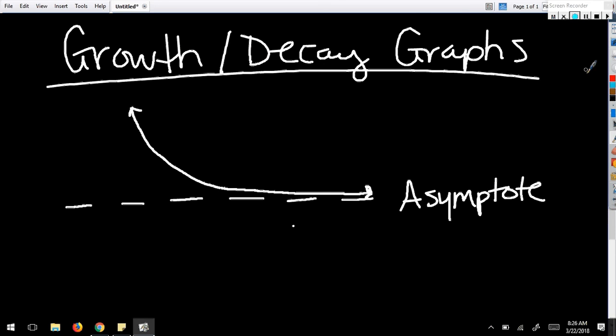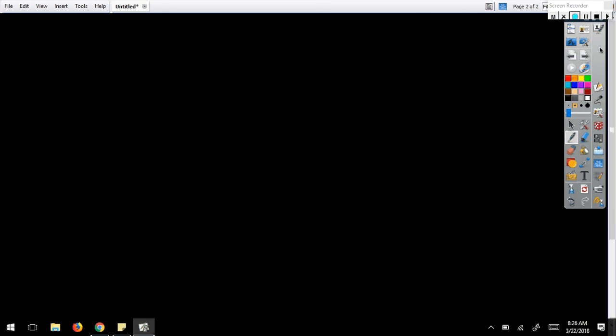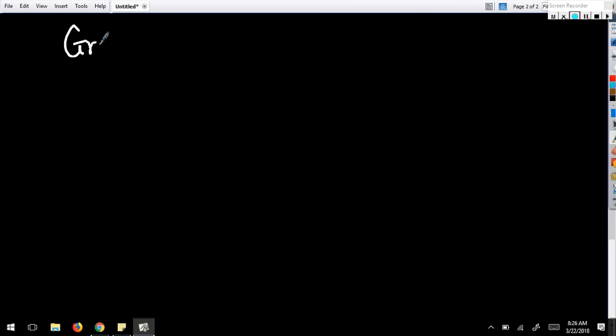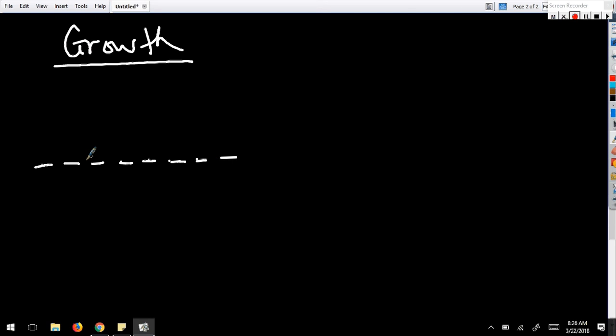So, growth. Growth does exactly what you would think it does. It gets really big really fast. So it looks like this, and this is my asymptote. It starts out hugging that asymptote, and then it starts going up quickly. Things like bacteria growing exponentially, okay, things like that. This is a lot of real life type things that we do.